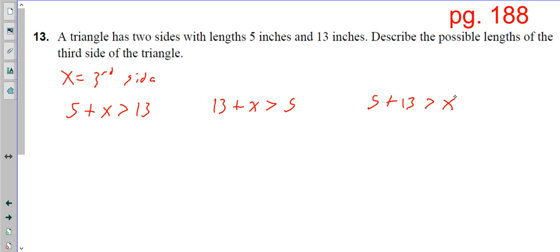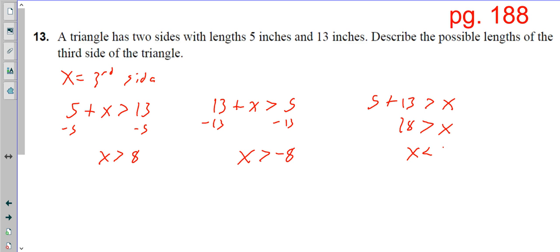So now with these inequalities, we want to simplify them. So if I subtract 5 here, subtract 5 here, I get x must be greater than 8. Subtract 13 here, subtract 13 there, I get x is greater than negative 8. And here, add those together, I get 18. So 18 is greater than x, or I can write it as x is less than 18.